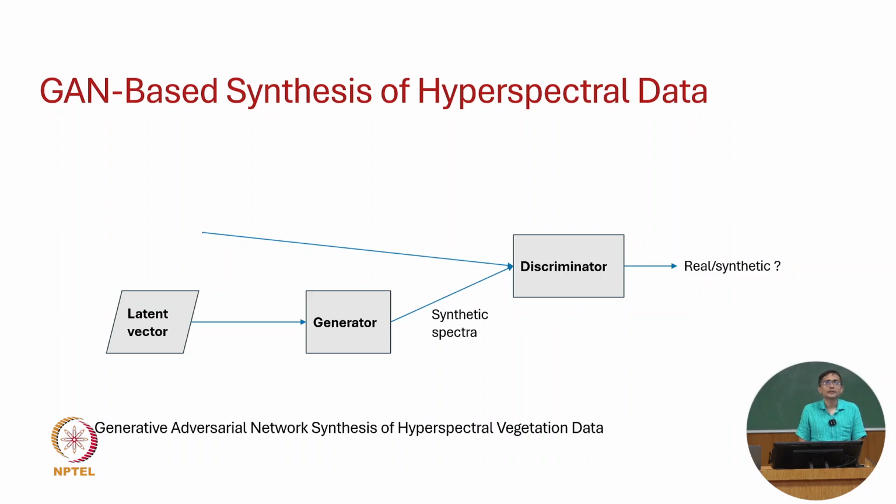Again, the input to the generator is the latent vector or the noise. Given this, the generator in this case is producing the synthetic spectra. We are talking in the context of hyperspectral images, so we are calling this synthetic spectra. Now, what is the other input to the discriminator, right? That is simply the real spectra. This completes the simple GAN for synthesis of hyperspectral data: the real spectra and the generator-generated synthetic spectra fed to the discriminator, distinguishing between the real or synthetic spectra.